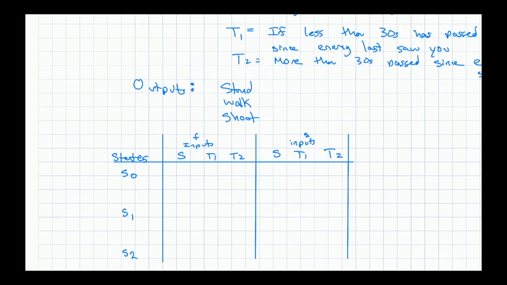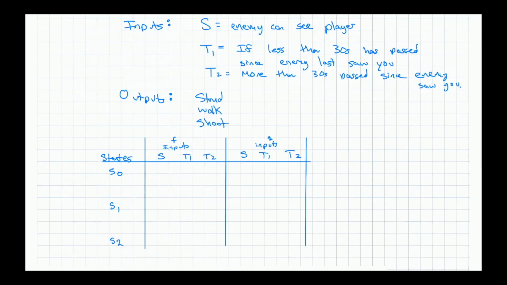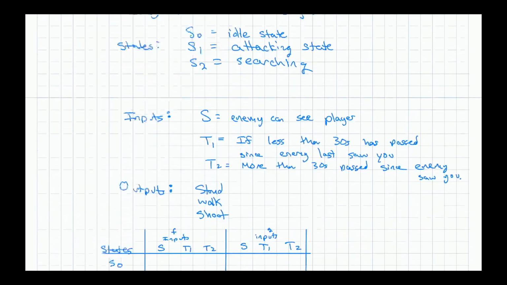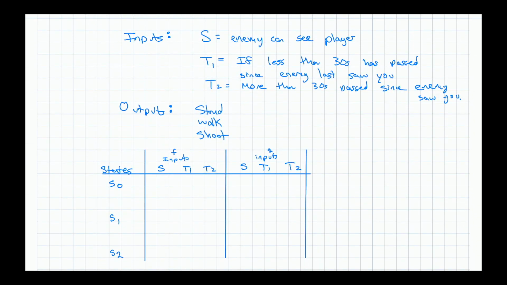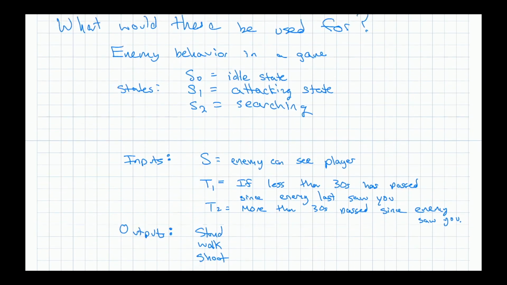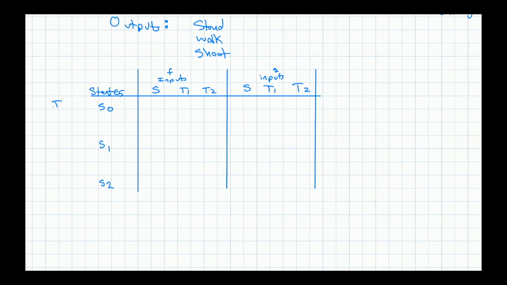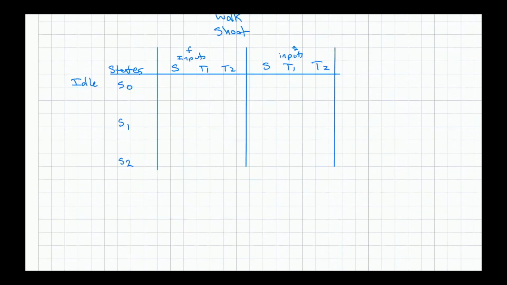Now, how does this work? We have to think about how to do it because we didn't actually say. Let me label these a little better. This is idle. What's S1? S1 is attacking. And then S2 is searching, looking for you. All right, let's figure this out.